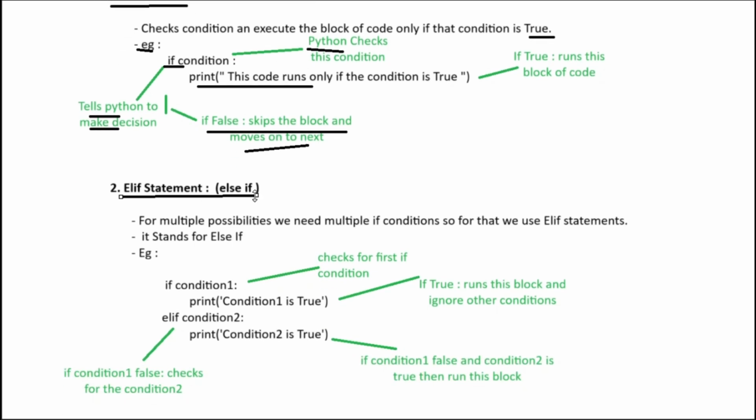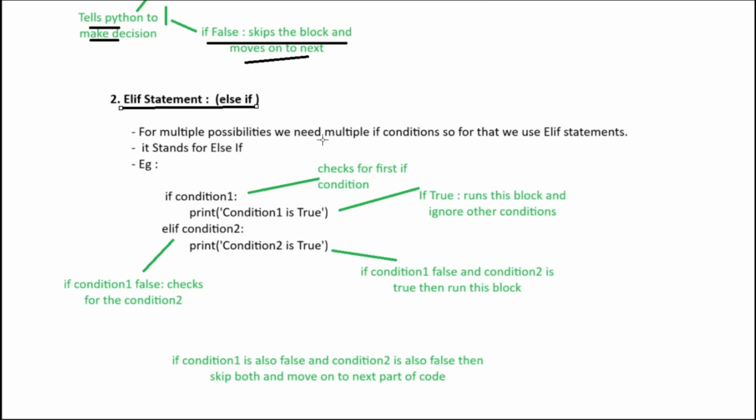Elif statement. Sometimes one condition is not enough. We want Python to check multiple possibilities. That's why we use elif, which stands for else if. In VS Code, it looks like this: if condition 1, print, condition 1 is true. Elif condition 2, print, condition 2 is true. Python first checks the if condition. If true, it runs that block and ignores the rest. If false, Python moves to the elif condition. If true, it runs that block. You can have multiple elif statements to handle several possibilities.